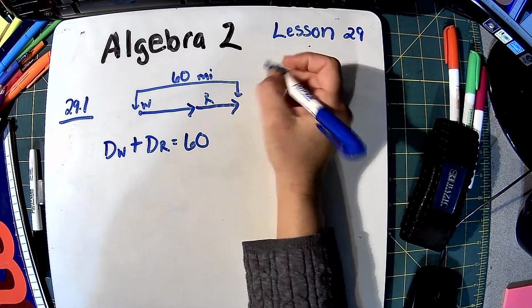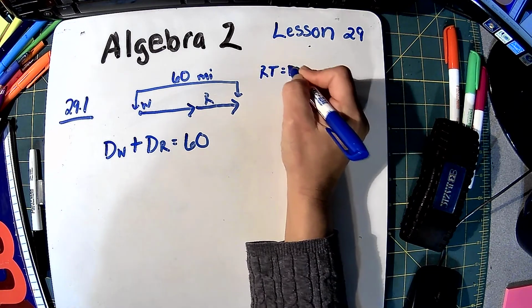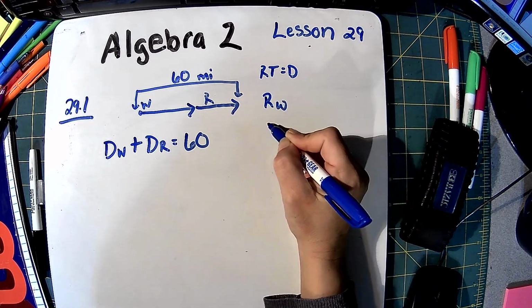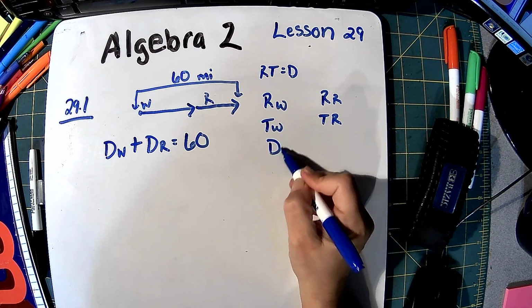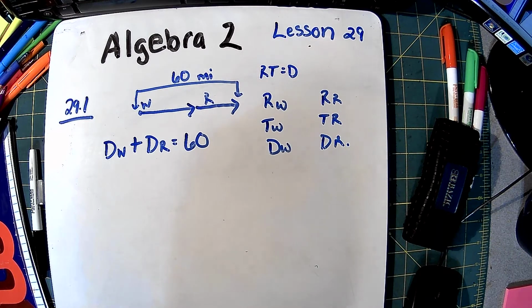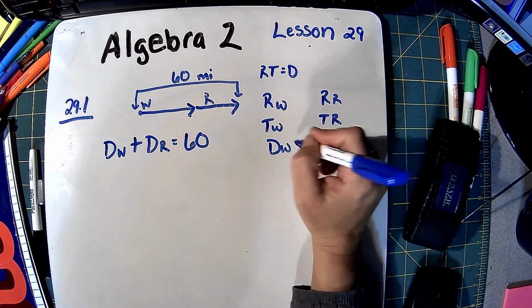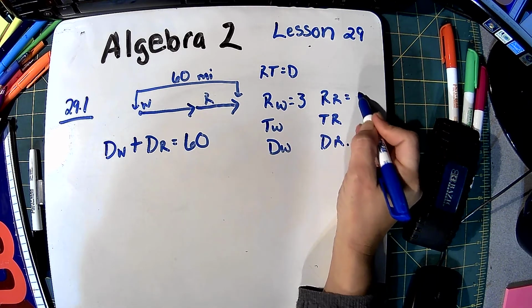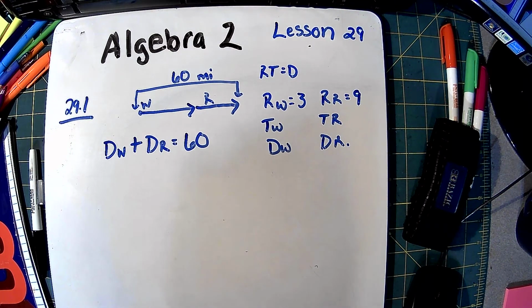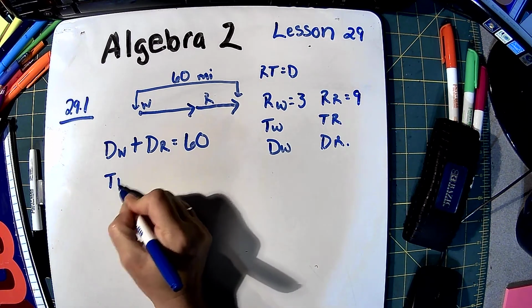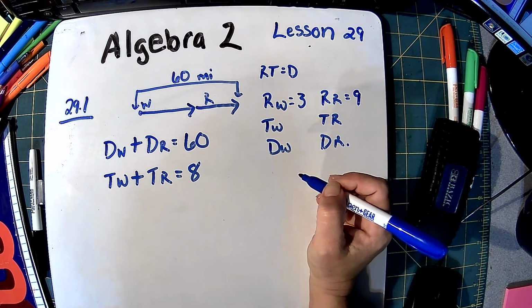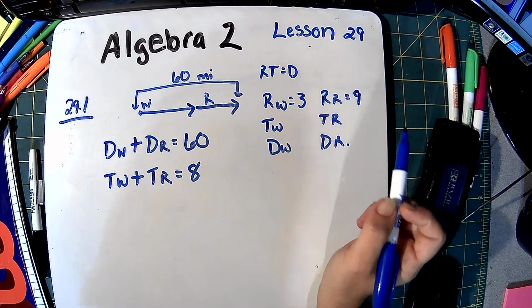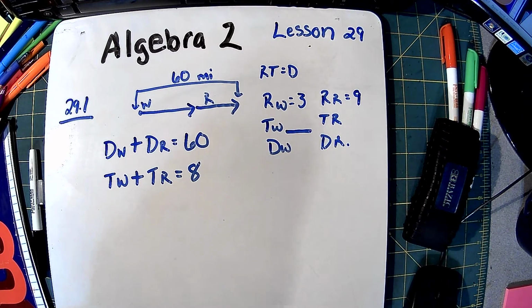Okay, and we know that we're going to have rate times time equals distance. We're going to have a rate for walking and a rate for riding, and then a time for walking and a time for riding, and then a distance walked and a distance that he rode. Alright, then it says he walked at 3 miles per hour and rode at 9 miles per hour. So I can say that my rate for walking was 3 and my rate for riding was 9. If the total time of the trip was 8 hours, that means that the time that he walked plus the time that he rode equals 8. Okay, so we've got that. For how long did he walk? So we want the time walking. That's what we're looking for, the time that he walked.